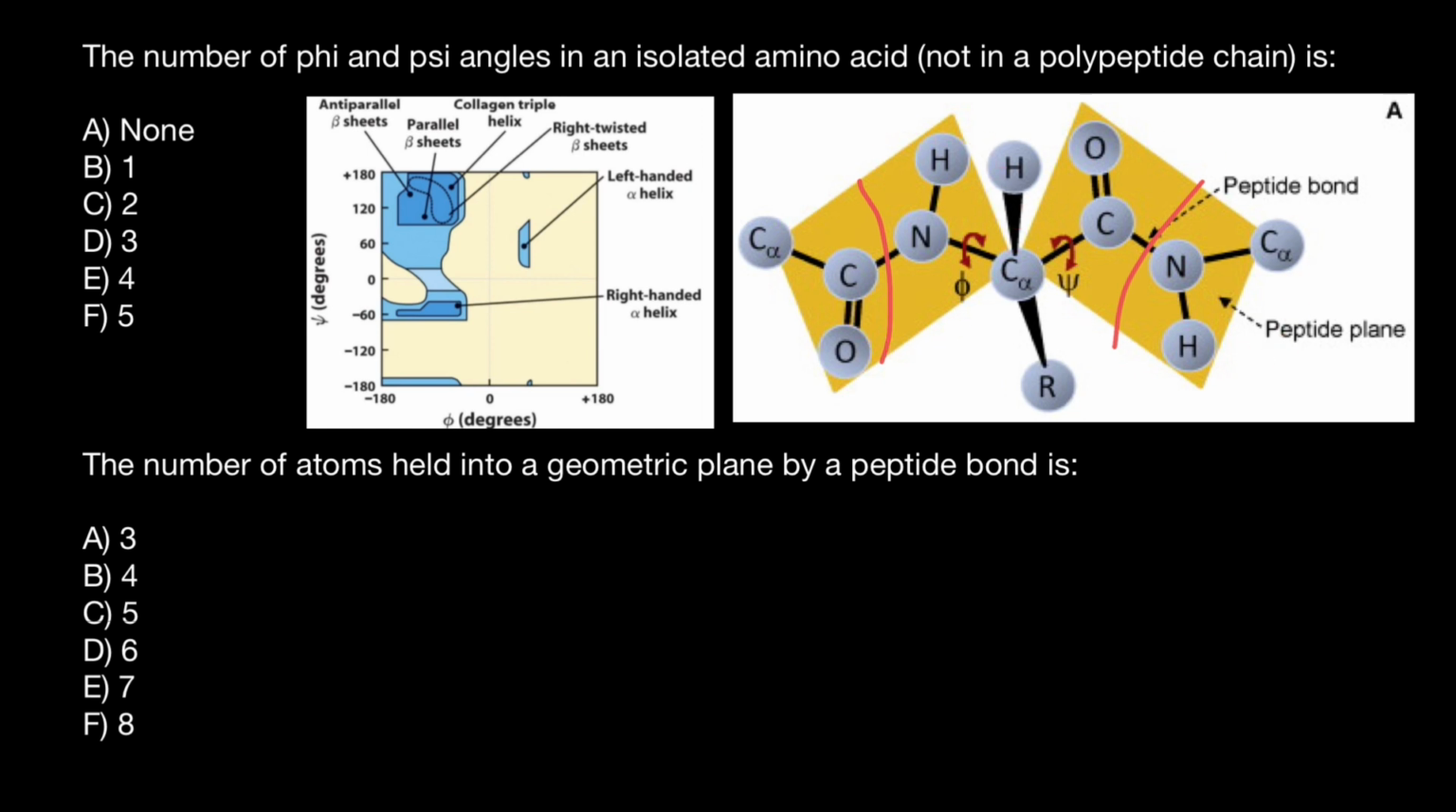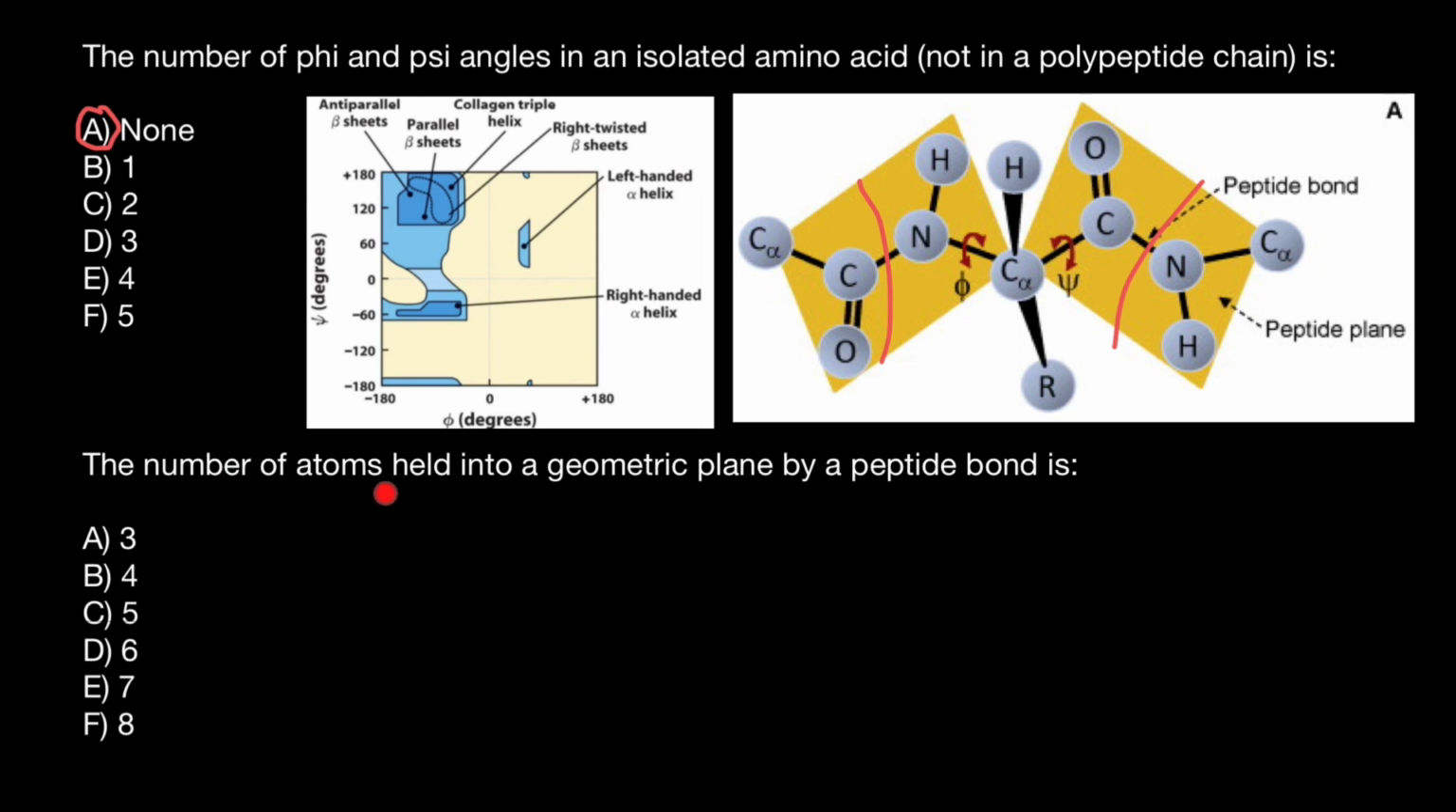So the correct answer is going to be none. We cannot analyze angles when we don't have planes and when the amino acid is single and not a part of the polypeptide chain. The second question is also easy, but also easy to make a mistake here.